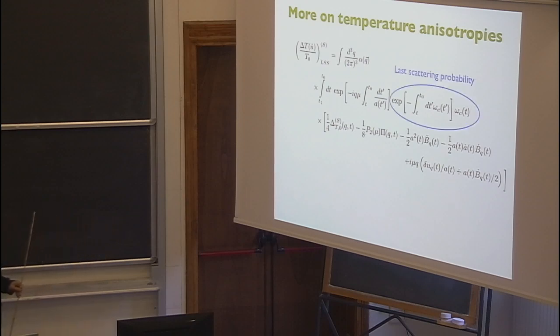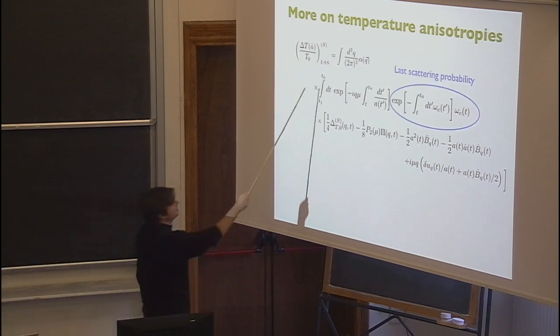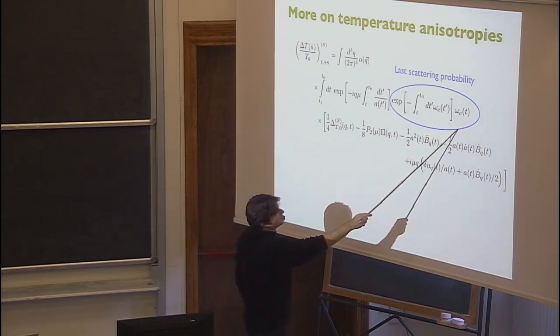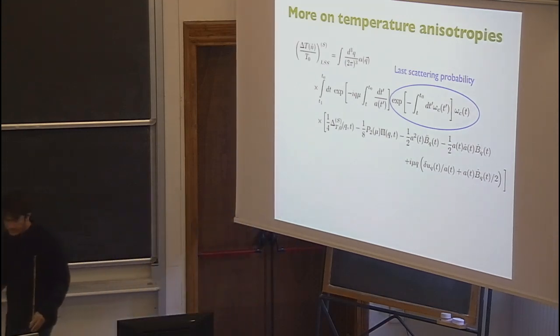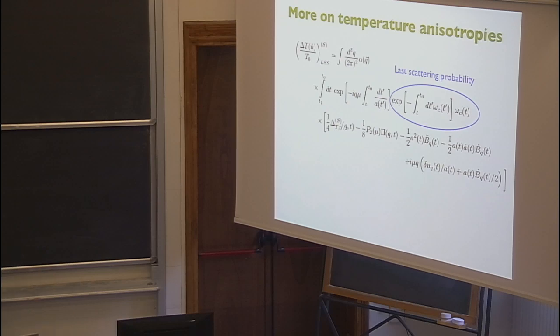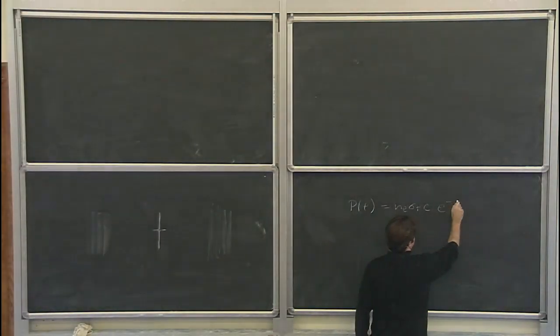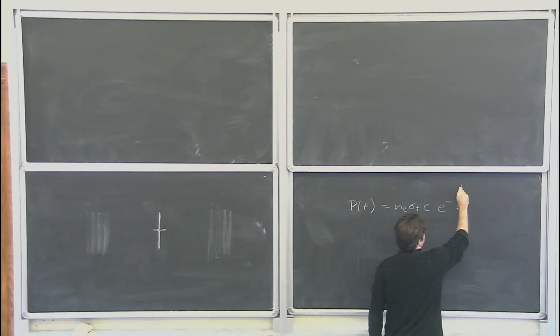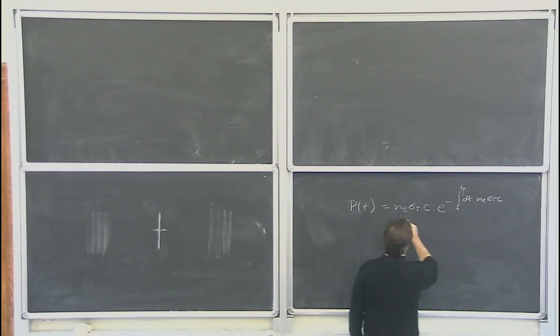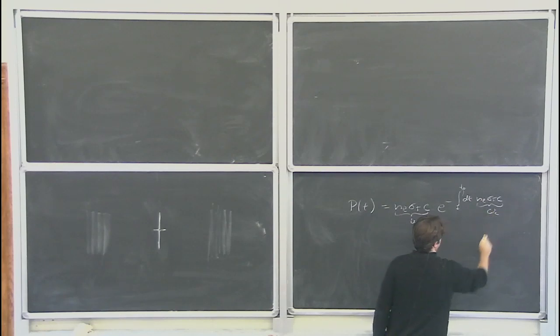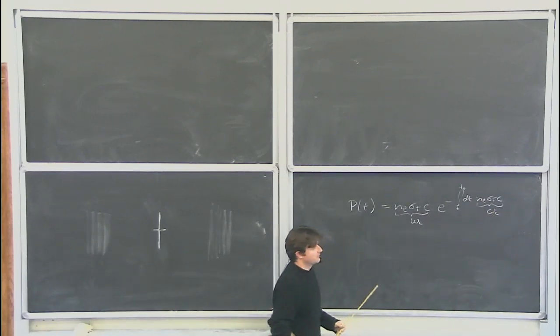The interesting thing to notice, and the reason we call it last scattering surface, is that this is proportional to the probability of last scattering that we derived. Remember, in one of the earlier lectures, we derived that the last scattering probability was given by n_e sigma_T times e to the minus the integral from t to t0 of dt n_e sigma_T, and this is exactly what's there. So this is what I'm calling omega c in the slide. This is something we saw.